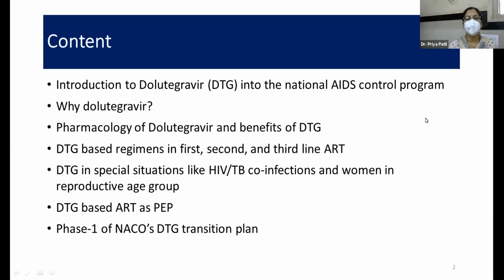dolutegravir use. Then we are going to discuss some pharmacology of dolutegravir and benefits of DTG. Then dolutegravir-based regimens in first, second, and third line ART. Then DTG in special situations like HIV-TB co-infection and women in the reproductive age group. Then we also want to discuss dolutegravir-based ART as post-exposure prophylaxis, what is its role and how it is more effective. And then we will be discussing the main thing, phase 1 of NACO's DTG transition plan.